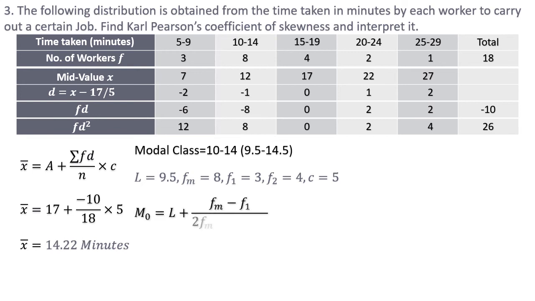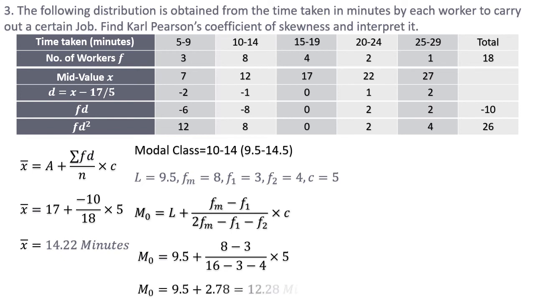So the formula which you are going to use here for the mode is L plus Fm minus F1 upon 2Fm minus F1 minus F2 into C. All of these things have been explained in the third chapter tutorials. Just refer to them if you have any confusions. Put the values here. 9.5 plus 8 minus 3 upon 16 minus 3 minus 4 into 5. And when you solve this, you get 9.5 plus 2.78, that is 12.28 minutes. So the modal number of minutes is 12.28 minutes.